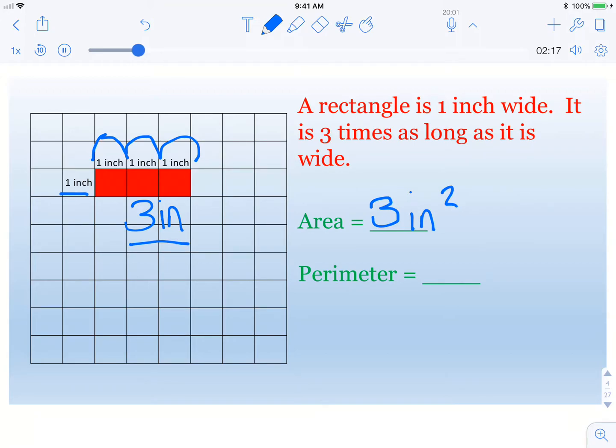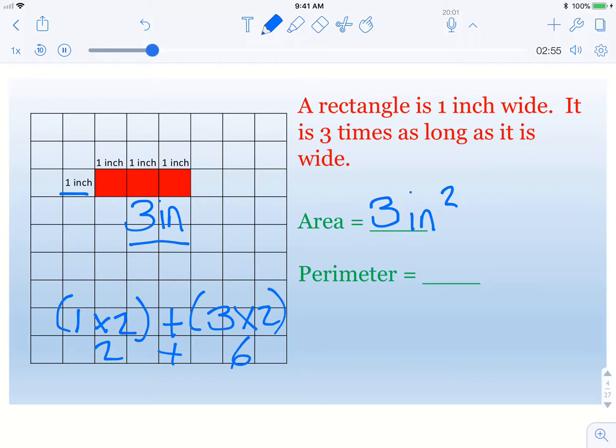Okay, now we look at the perimeter. How do you find perimeter? To find the perimeter, you add all sides, or you can say one side times 2 and the other side times 2. So if I had 1 times 2, because I have a width of 1 inch, so 1 times 2 is 2, plus the length, well, the length is 3, so 3 times 2 is 6, so 2 plus 6 is 8, so the perimeter is 8 inches.